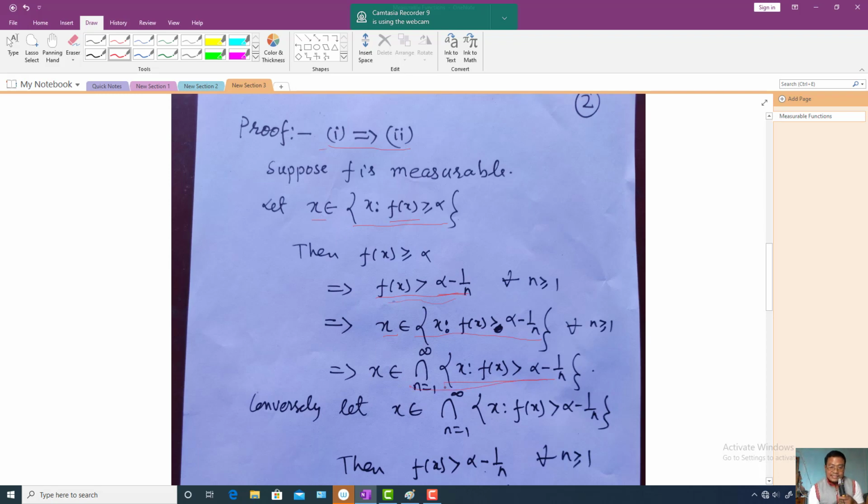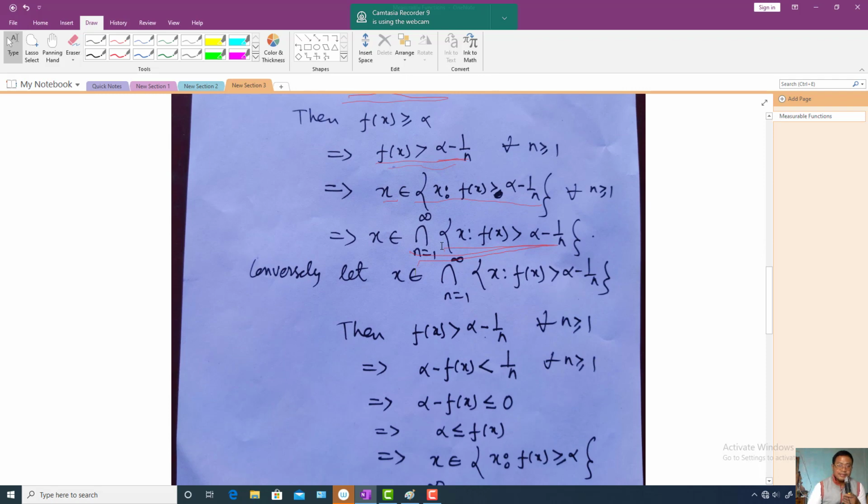Okay, what does it say in set theory? This set is a subset of this set, because if you take any point from here, that point is also here. So therefore this set is a subset of this one.